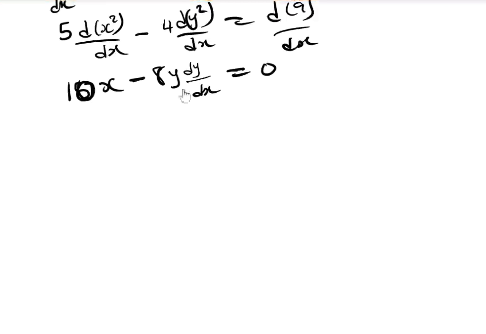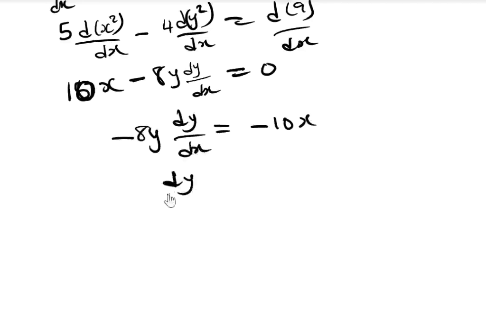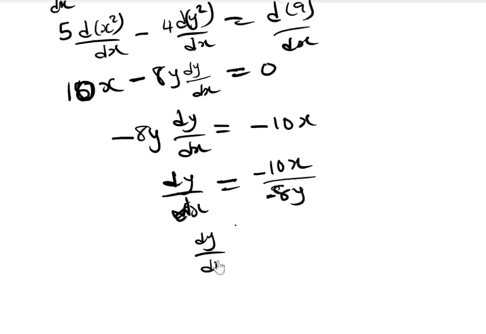To make dy/dx the subject of the formula, we have to take 10x across the sign of equality. There is −8y dy/dx is equal to −10x. And dividing by the coefficient of dy/dx, we have −10x divided by −8y. And this is equal to dy/dx is equal to 5x divided by 4y.